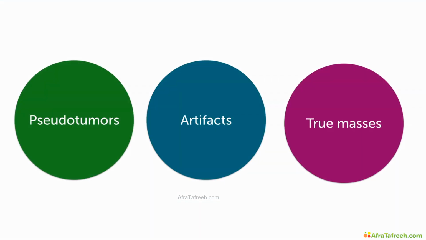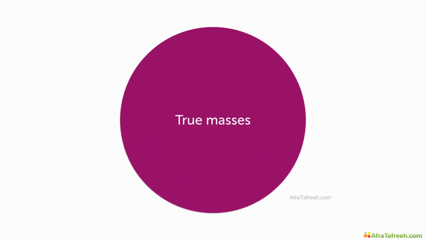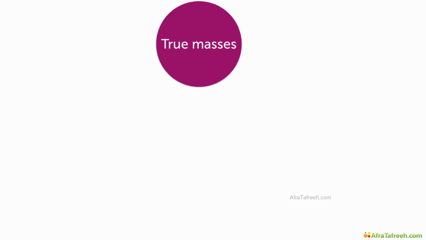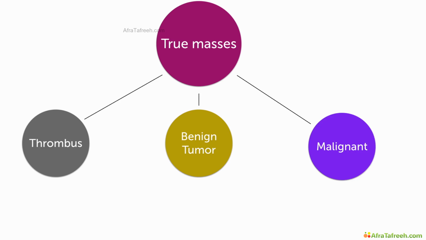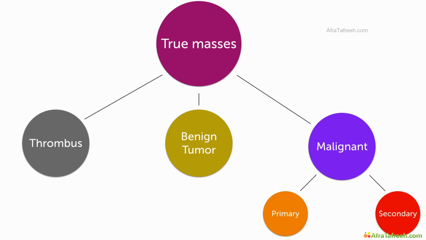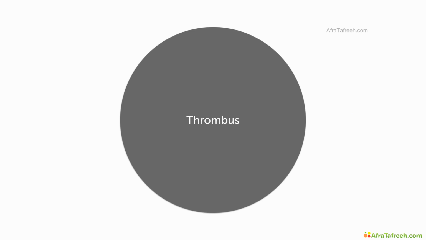We've covered the topic of pseudotumors and artifacts. Next on our list are true masses. Now, true masses could either be a thrombus, a benign tumor, or a malignant tumor, and a malignant tumor could again be either primary or secondary. In this section, we'll focus on the thrombus.